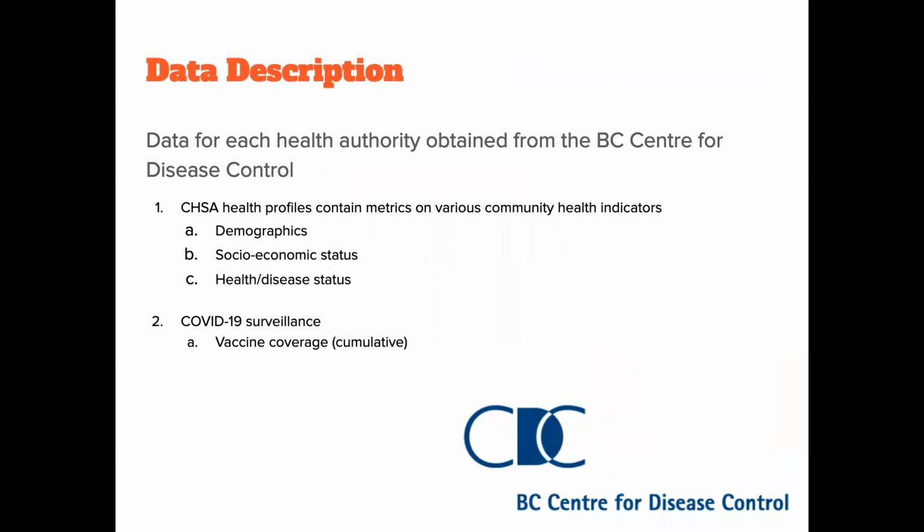To describe our data a bit, data for each health authority was obtained from the BC Centre for Disease Control. The community health service area profiles contain metrics on various community health indicators like demographics, socioeconomic status, and health or disease status. And we were also able to access COVID-19 surveillance data, which contained cumulative vaccine coverage.